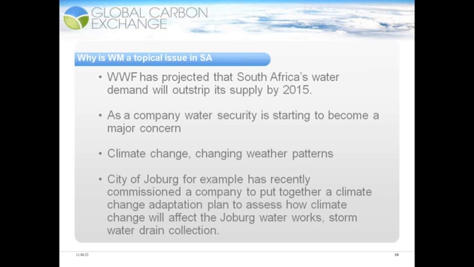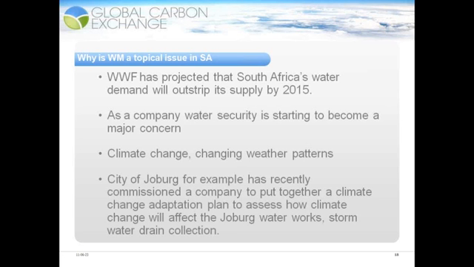With changing weather patterns, we are now experiencing more frequent storms. Not only are they more frequent, but a lot of the time they are more intense. So with more frequent and intense storms, there's obviously a lot more rainwater. For example, the city of Joburg has recently commissioned a company to put together a climate change adaptation plan to assess how climate change will affect the Joburg waterworks and its stormwater drain collection.